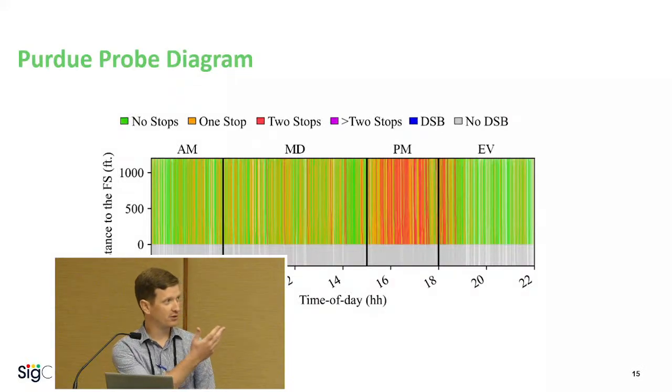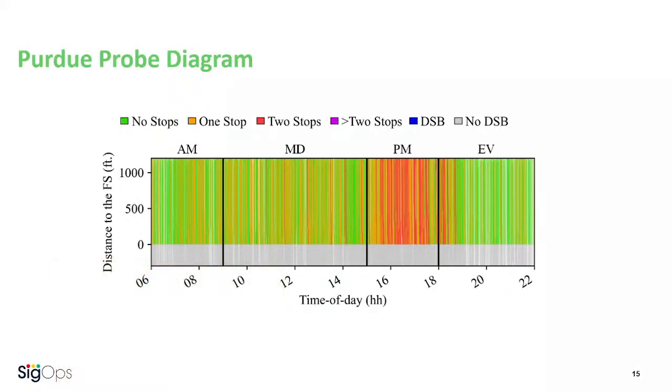One more thing you can do with these Purdue probe diagrams, these are the same trajectory lines. We've just zoomed out so far that they look like straight up and down lines. We can look at the time of day, and we can simply determine for this signal where we might actually want to focus our efforts. On visual inspection, it appears the AM operates well, the midday not as well, and then the PM obviously is where we might want to look.